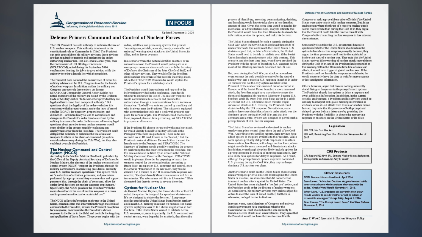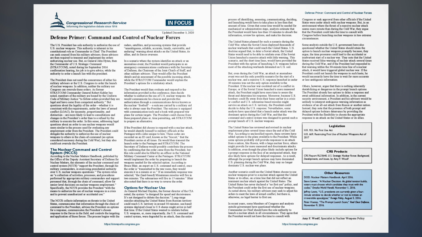In a scenario where the system identifies an attack or an anomalous event, the President would participate in an emergency communications conference with the Secretary of Defense, the Chairman of the Joint Chiefs of Staff, and other military advisors. They would offer the President details and an assessment of the possible incoming attack, while the STRATCOM commander would explain the President's options for a retaliatory attack. The President would then evaluate and respond to the information provided in the conference, then decide whether to authorize the use of U.S. nuclear weapons.